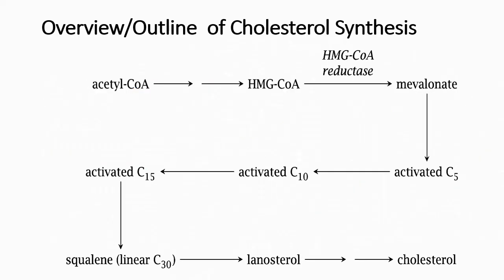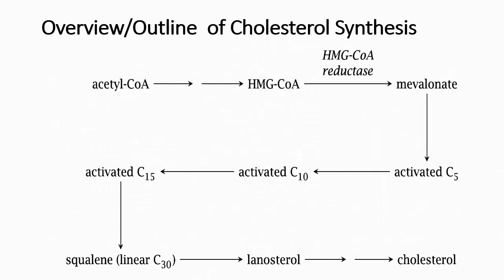So this is just an overview of the synthesis. Like I said, 3 acetyl-CoA form HMG-CoA, and this is similar to the case of ketogenesis. In ketogenesis, we have HMG-CoA, and the next reaction is HMG-CoA lyase. But here, what we have is HMG-CoA reductase that leads to formation of mevalonate. From mevalonate, we then have the isoprene unit. This is an activated 5-carbon, an activated 10-carbon, an activated 15-carbon, and the 2 activated 15-carbon units come together to give squalene, which is a linear 30-carbon, and then rearrangement and cyclization form lanosterol.